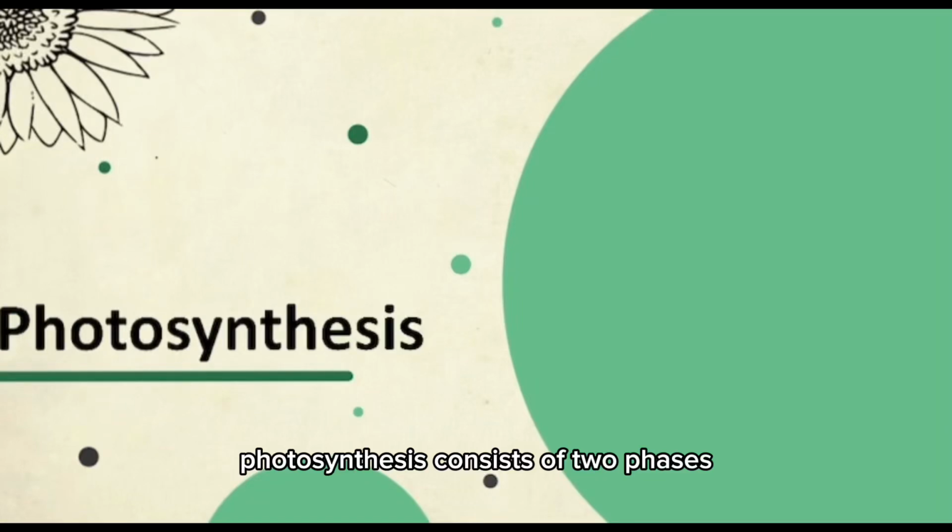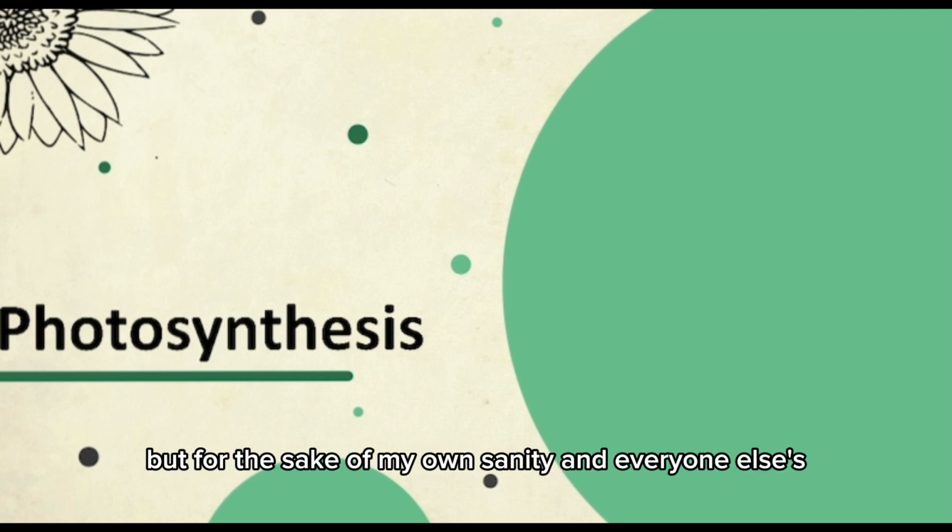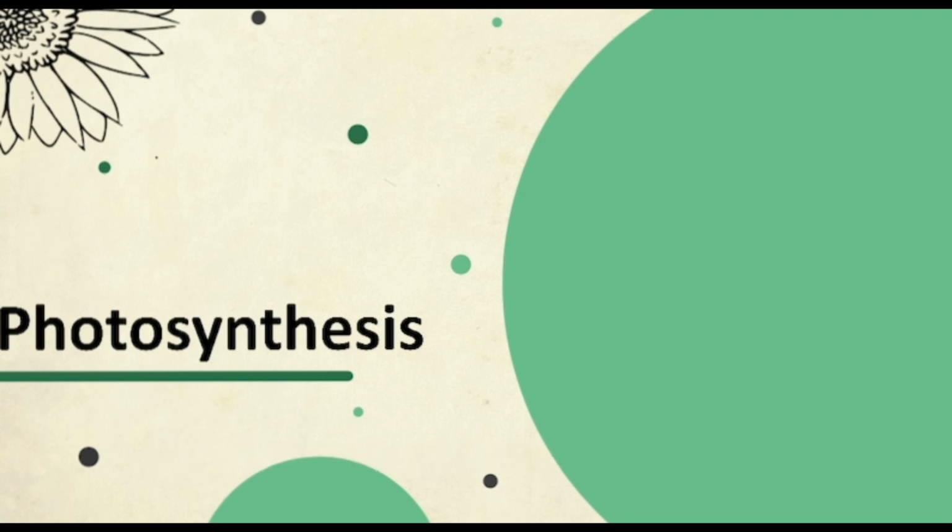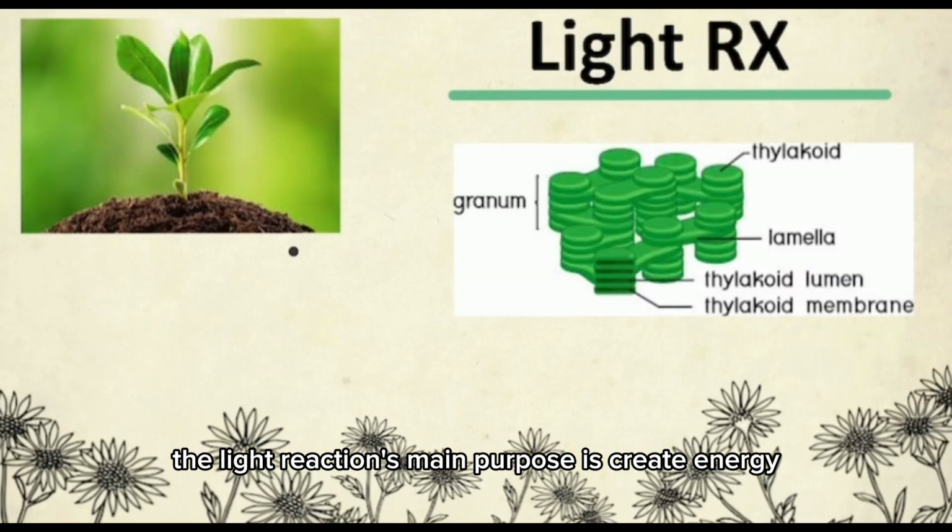Photosynthesis consists of two phases, light-dependent and the Calvin cycle. There's many names to the Calvin cycle, but for the sake of my own sanity and everyone else's, it'll stay the Calvin cycle here. The light reaction's main purpose is to create energy to fuel the Calvin cycle. It takes place in the pancakes of the chloroplasts, otherwise known as the thylakoids.